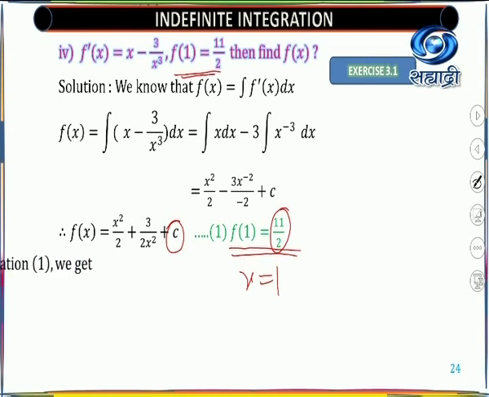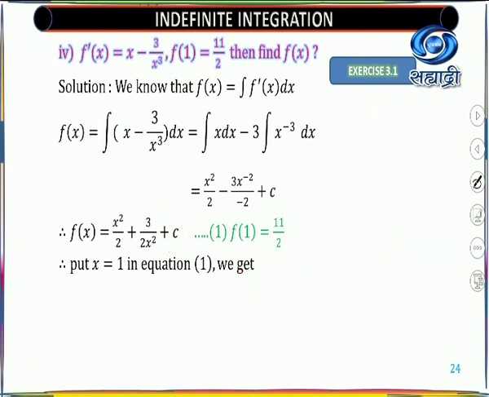So we'll substitute that. So what you will get? Put x equal to 1 in your expression, or in your equation 1. You will get, look at here, f of 1 equal to half plus 3 by 2. Why? 1 square is 1, so you will get 1 by 2. 3 by 2 as it is, 1 square is again 1, so 1 upon 1 is 1, and 3 by 2 into 1 means 3 by 2. So 1 half plus 3 by 2 plus constant of integration.